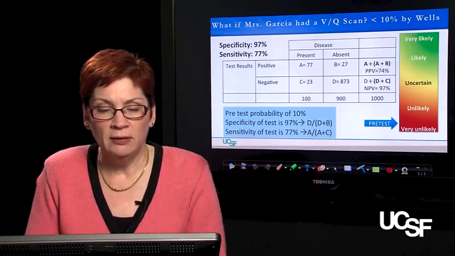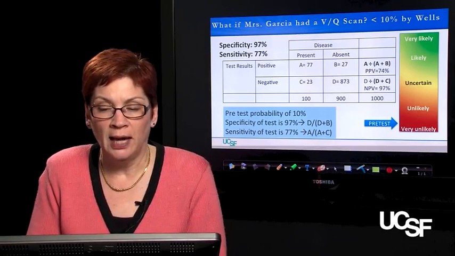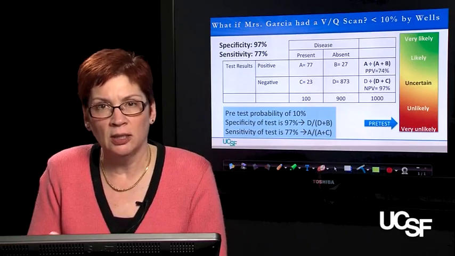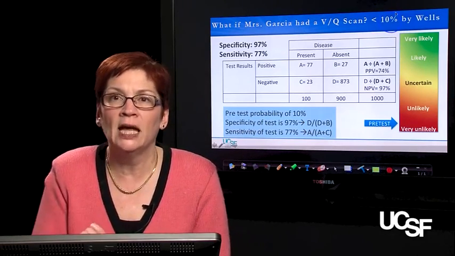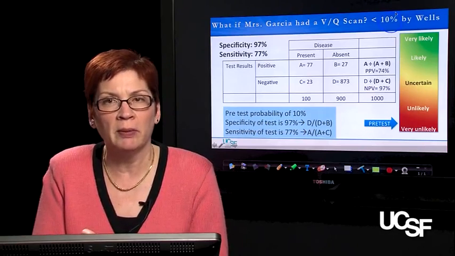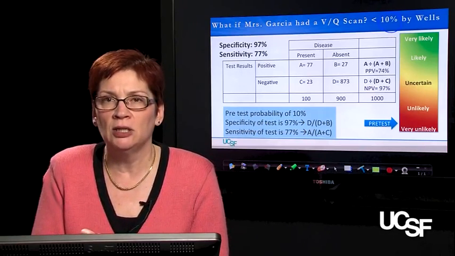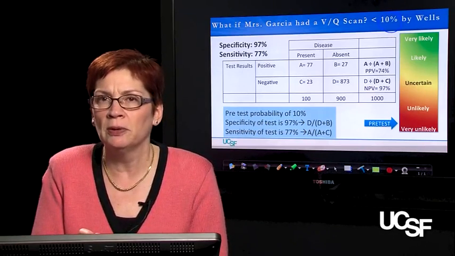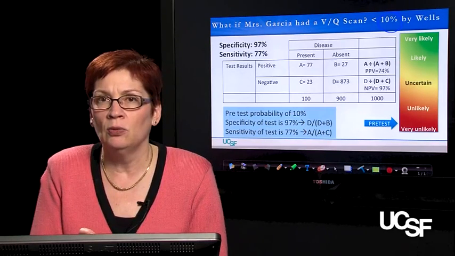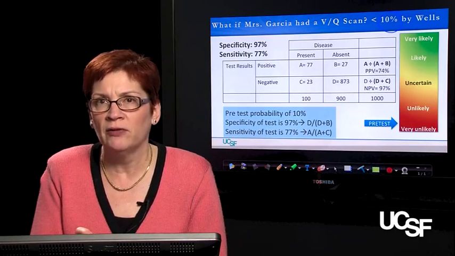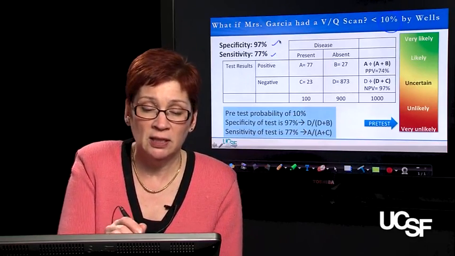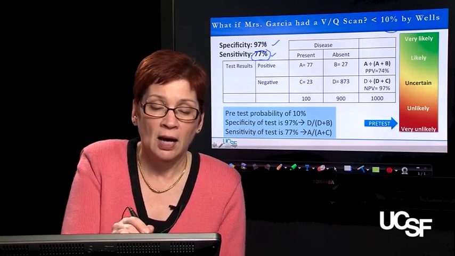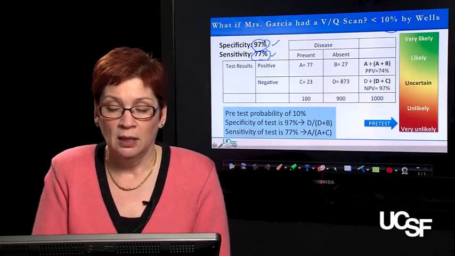So, what if we applied the VQ scan to Mrs. Garcia, who had a pretest probability of less than 10% by our Wells criteria? Remember, we had estimated that she was a true tier 3, and by Wells criteria, she turned out to have a very low probability of pulmonary embolus. Same sensitivity and specificity: not very sensitive, highly specific.